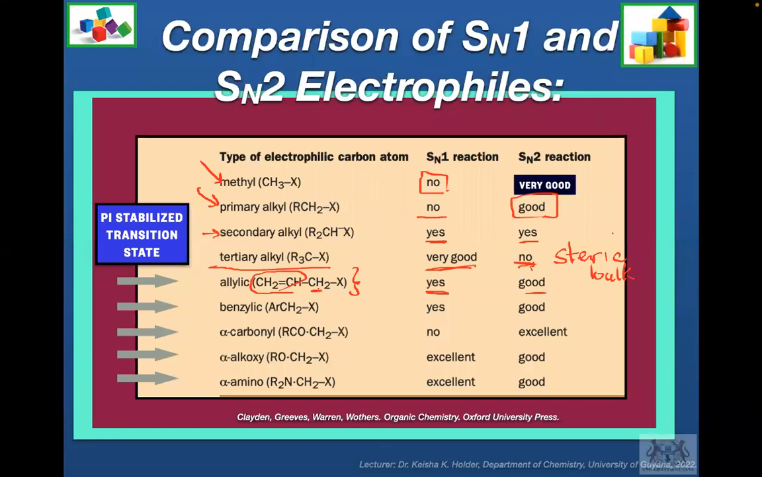Similarly, we can say the same thing for benzylic, and that's the ones we saw a few moments ago. Same outcome, really good with SN1 reactions. It's pretty decent with SN2 as well. Now, why am I highlighting this?